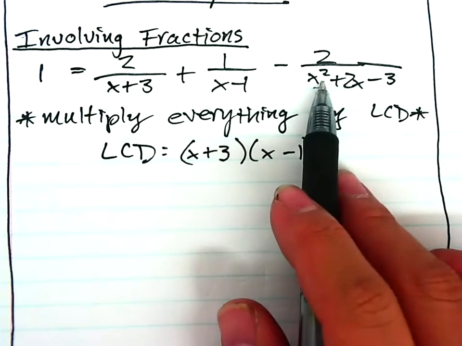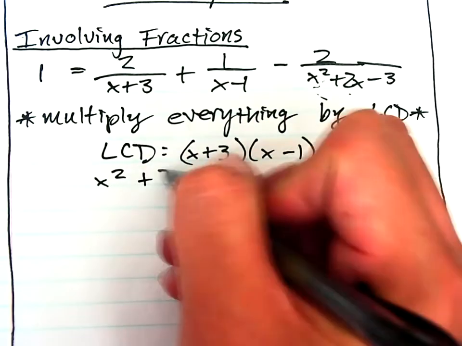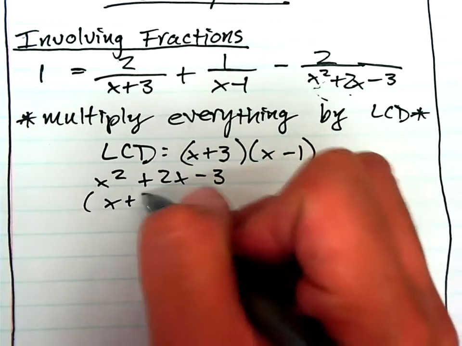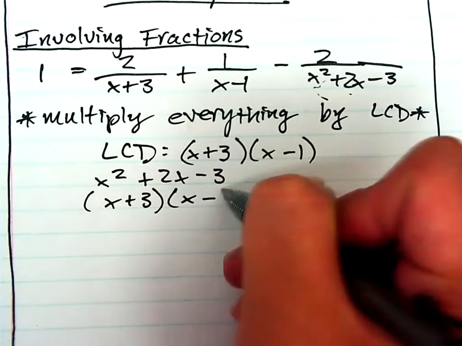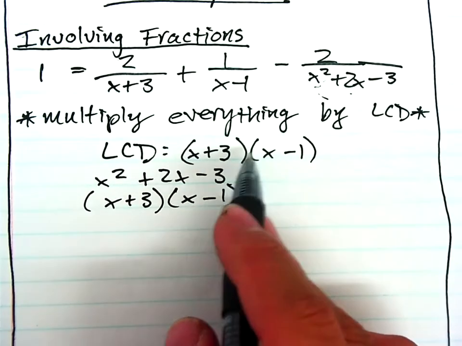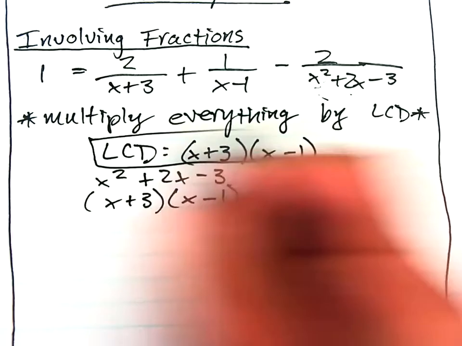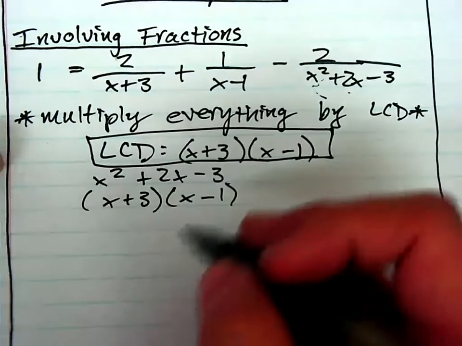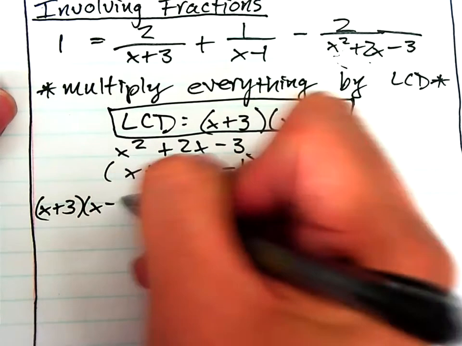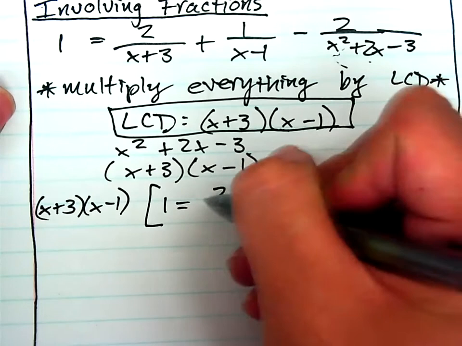Now, looking at this one, x squared plus 2x minus 3, I should notice that it's actually factorable. So x squared plus 2x minus 3 factors out to x plus 3, x minus 1. Because it's the exact same terms as what we already have in our LCD, we don't need to multiply it by it again. We'll just use this as our LCD. Alright, so we're going to go ahead and multiply all of that, x plus 3, x minus 1, times everything in our equation, including that constant on the other side.